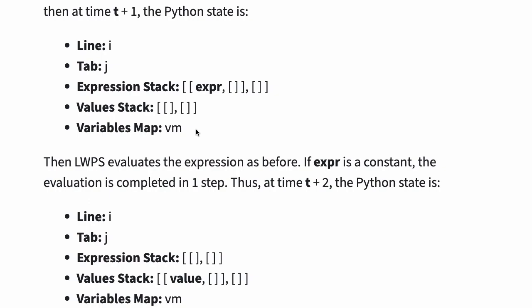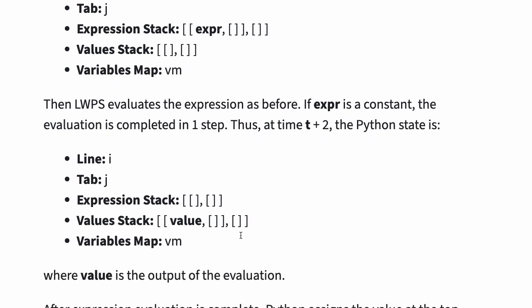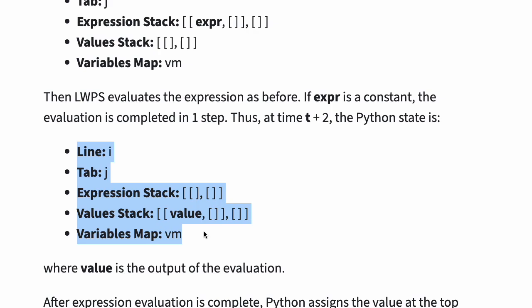Then LWPS evaluates the expression as before. If expr is a constant, the evaluation is completed in one step. Thus, at time t plus 2, the Python state is the following. The evaluated expression has been added to the value stack.